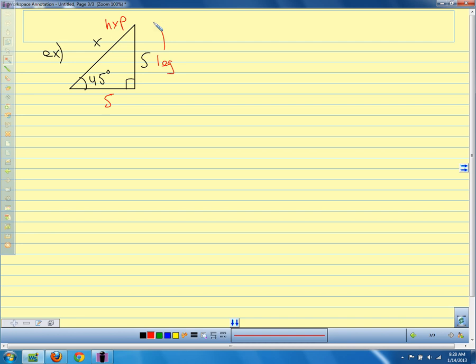To go from the leg to the hypotenuse, what do we do? Is the hypotenuse bigger or smaller? Bigger. The hypotenuse is always the longest side, so I have to make it bigger. Do I make things bigger by multiplying or dividing? Multiply. So I multiply by the square root of 2. So x equals 5 times the square root of 2 units.